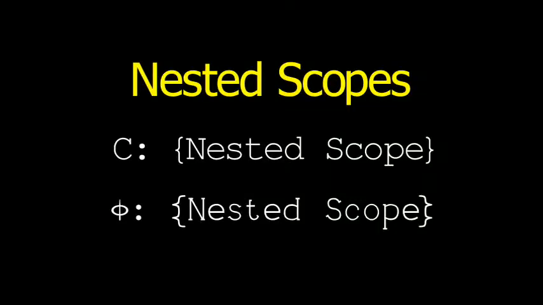One of the most powerful features that C inherited from C++ is the additional nesting of scopes by using nested curly braces or program braces in C or Phi respectively. These can either be the ones that are part of existing control structures or they can be added by themselves.